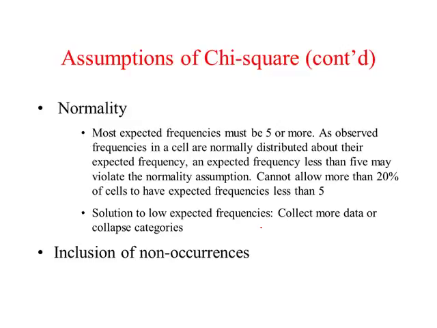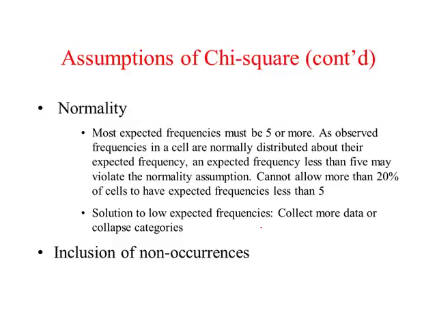And we have an inclusion of non-occurrences assumption, which means that if somebody doesn't select something, they should also be included in the analysis as not selecting something. So you don't simply ignore them if they don't choose one of the choices, they would be included as a non-choice. So you can think of this in terms of voting.